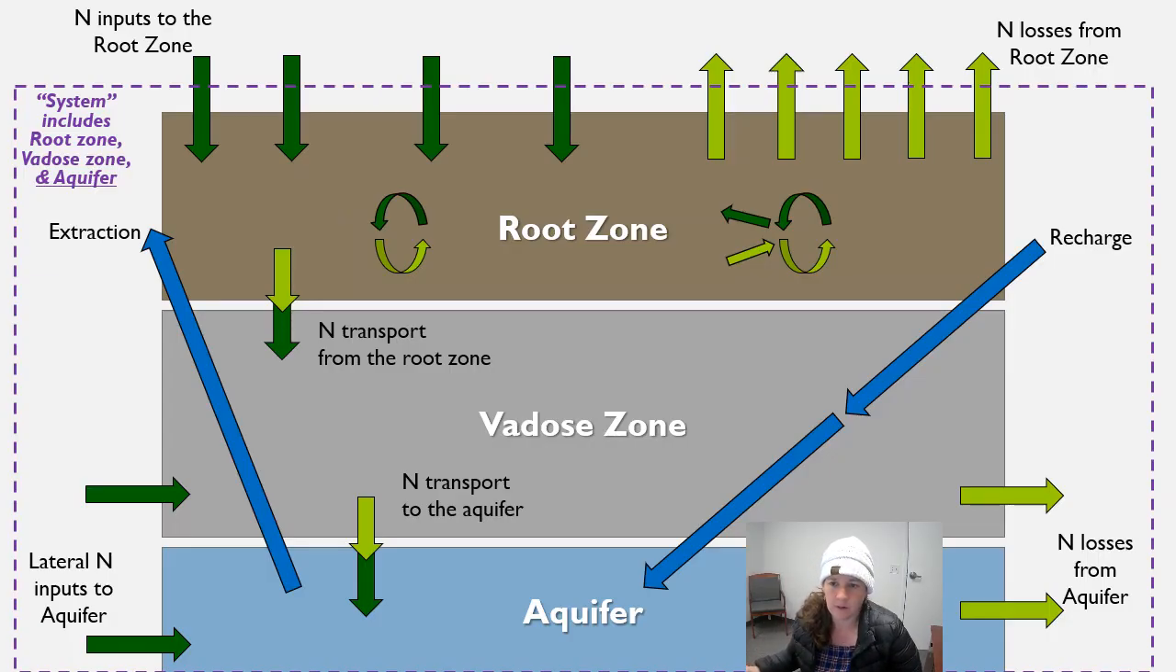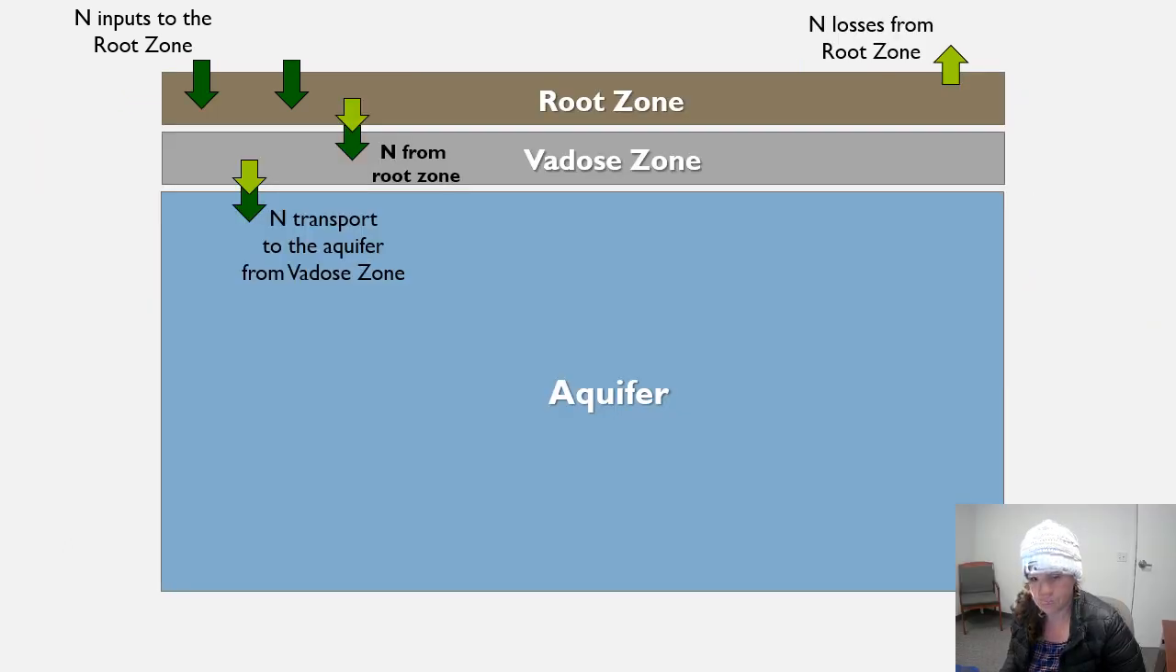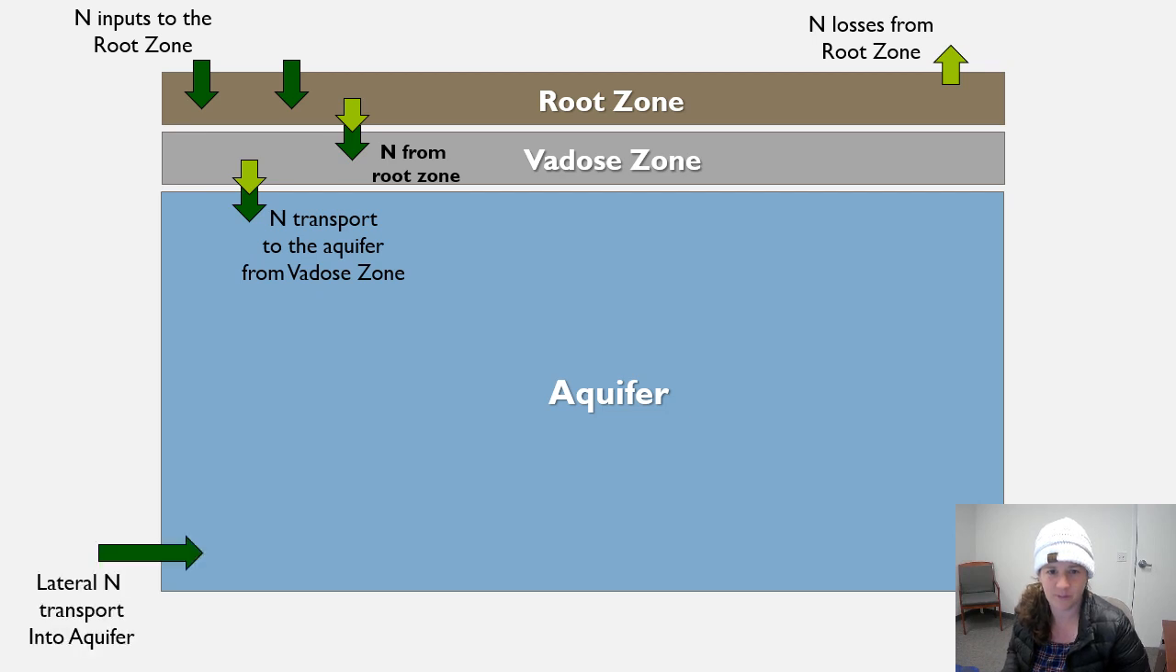So this is our full system. Let's draw our box around the whole system here. It includes the root zone, the vadose zone, and the aquifer. And these are all of our nitrogen input and loss arrows, and then some additional arrows showing recharge and extraction. And here I've just expanded the aquifer box so that we have a little bit larger of a canvas to work from.